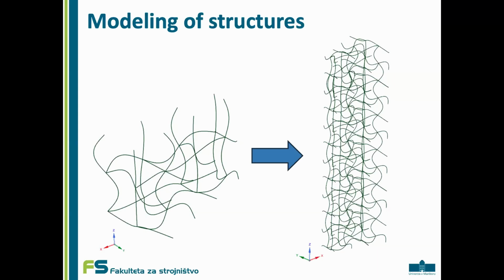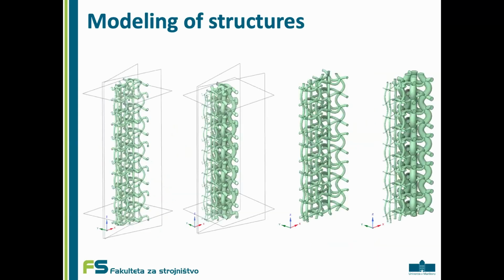We then made this wireframe structure into a volumetric model. All of the struts are a cylindrical shape, with the original structure, the left one, having a diameter of 0.43 millimeters, and with the optimized one ranging from 0.1 to 0.9 millimeters in diameter.